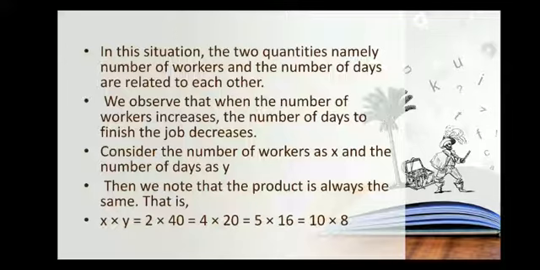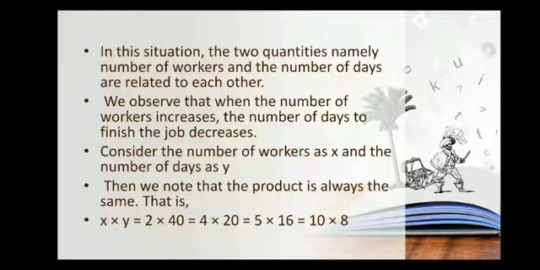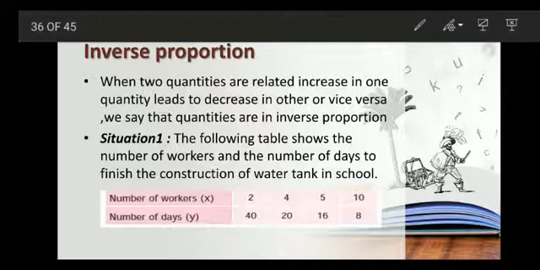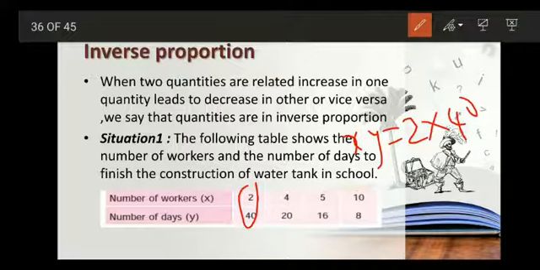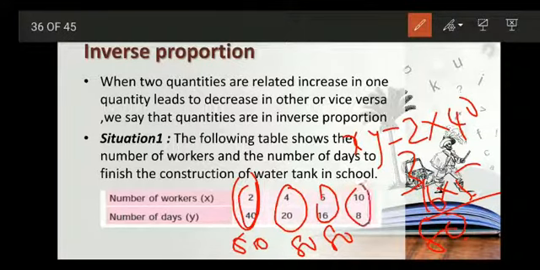Now we'll consider the number of workers as x and the number of days as y. Then we note that the product is always the same. When you take any x and y, the product is always the same. That is, x into y is equal to 2 into 40, which is 80. When you take the next column, 4 into 20, x into y is 80. 5 into 16, 16 into 5: 6 fives are 30, remaining 3, 1 five is 5, 5 plus 3, 80. So here also the product is 80. Here also 10 eights are 80.